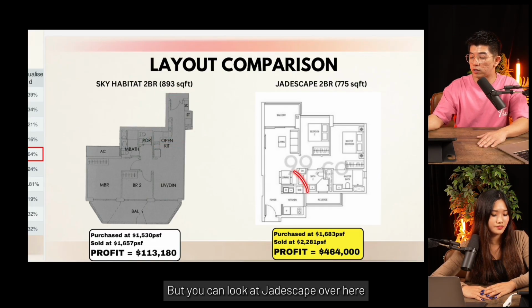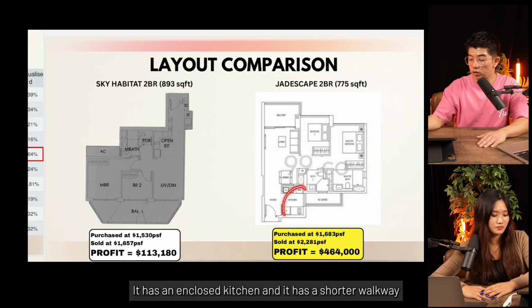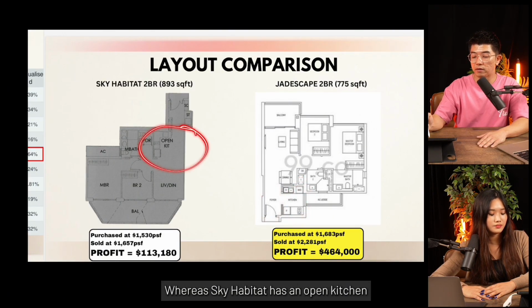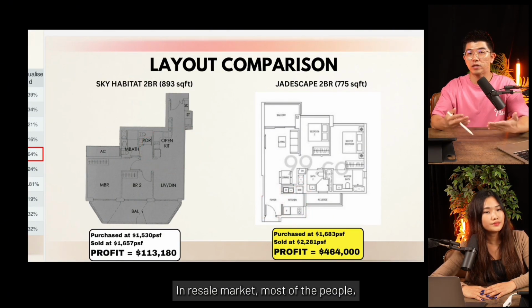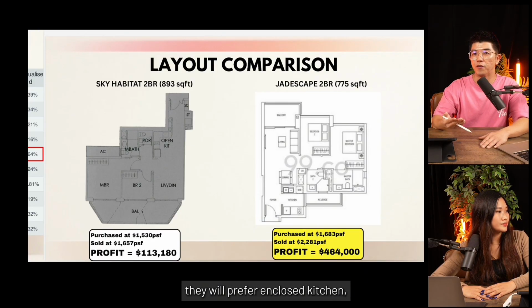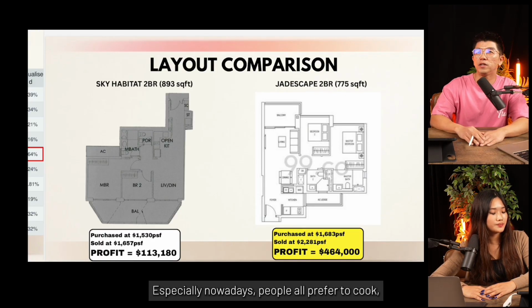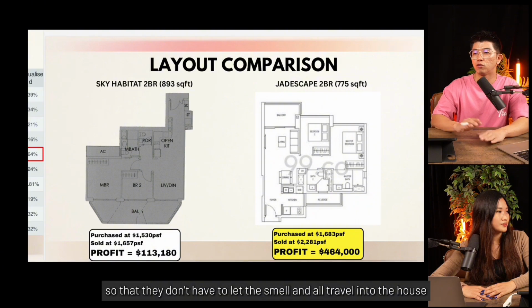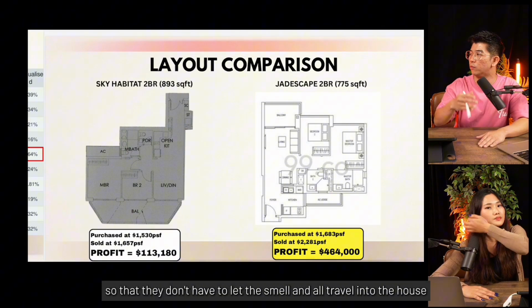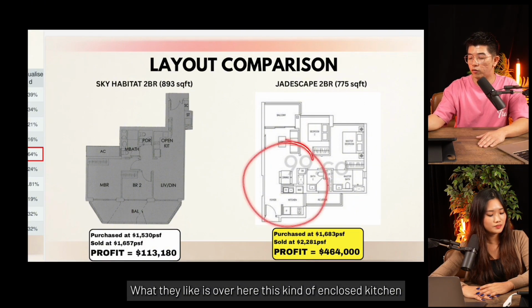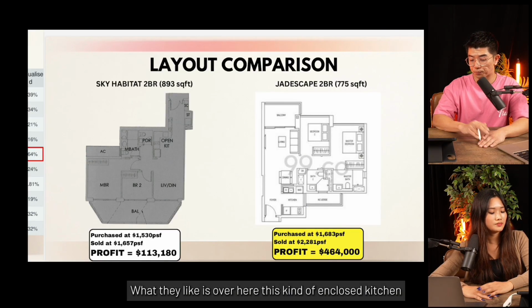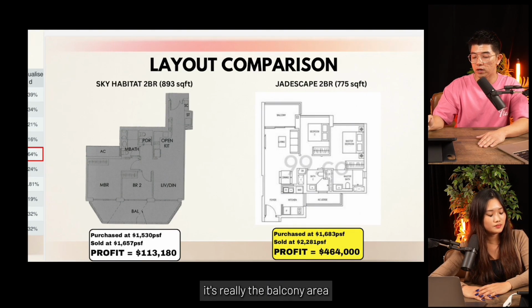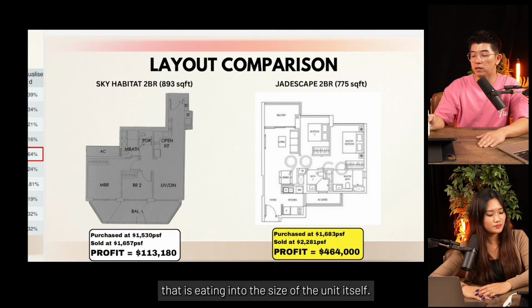But you can look at Jadescape over here. It has an enclosed kitchen and it has a shorter walkway. Whereas Sky Habitat has an open kitchen. In the resale market, most of the people will prefer an enclosed kitchen. Especially nowadays, people all prefer to cook so that they don't have to let the smell and all travel into the house. What they like is over here, this kind of enclosed kitchen. But the biggest thing of this layout, I feel, is really the balcony area that is eating into the size of the unit itself.